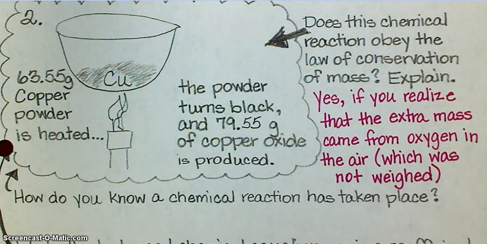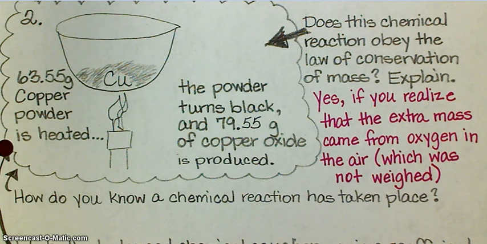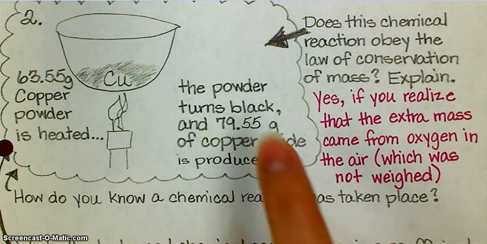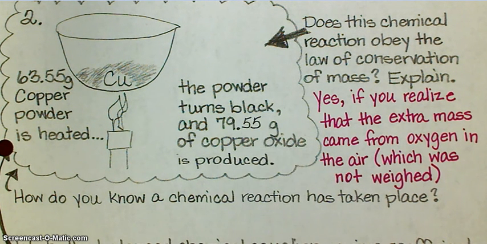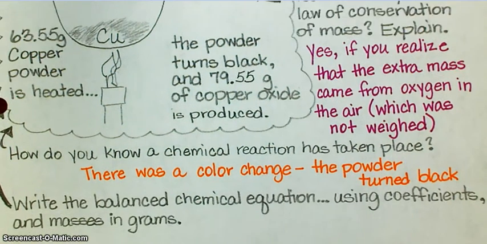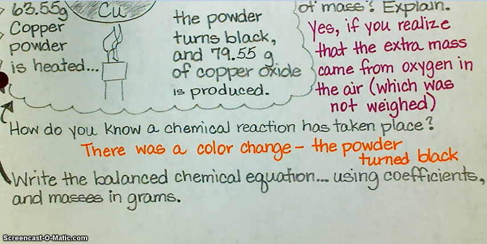Okay, next question is, how do you know that a chemical reaction has taken place? Well, remember that you have those 5 pieces of evidence: color change, temperature change, odor change, gas bubbles, formation of a precipitate. Which one was described here? There was a color change because the copper powder turned black. Okay, so make sure you've written that down. Then you've got this next question. It says, write the balanced chemical equation using coefficients and masses in grams.